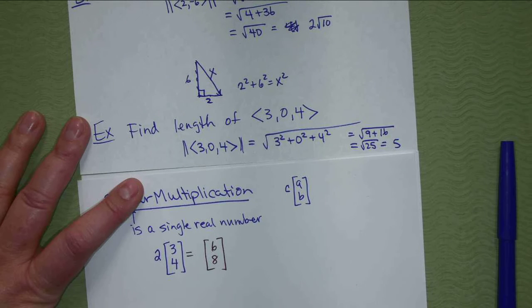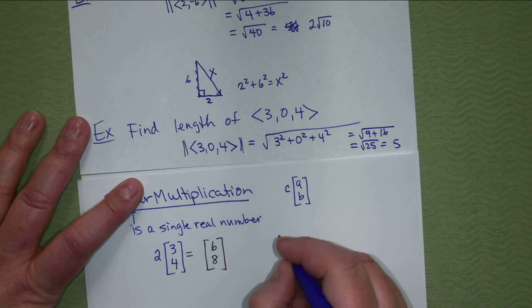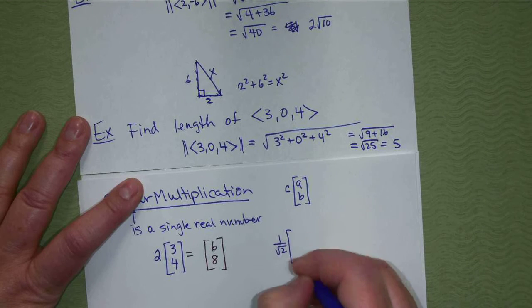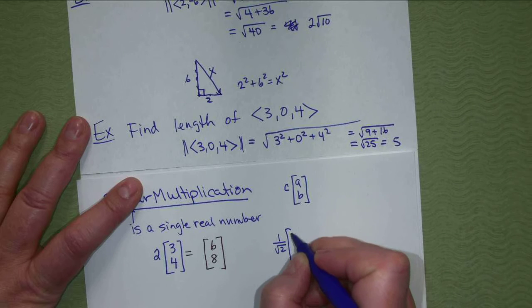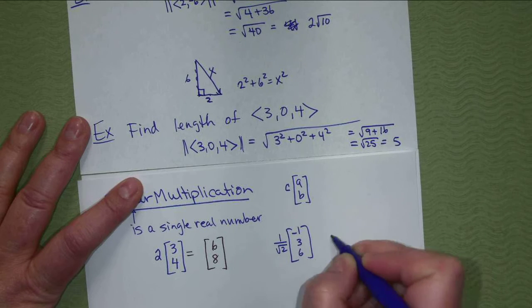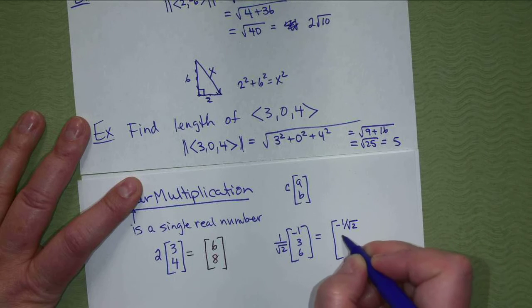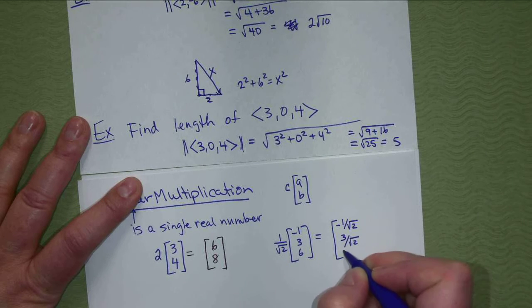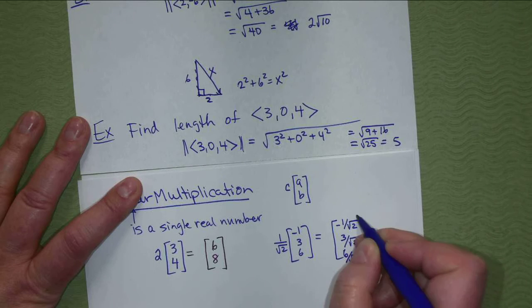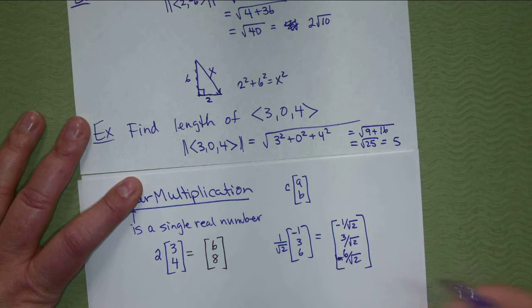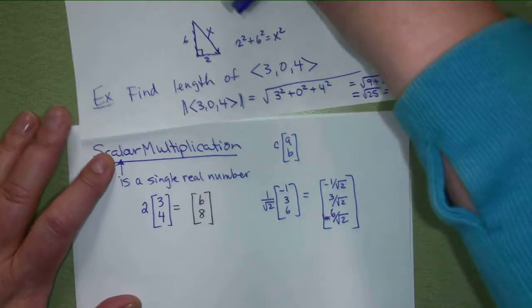Easy enough. They could be fractions, or we see a lot of roots in this, because if we're going to do stuff with length later, we get a lot of square roots that don't work nice. So, you know, you could have 1 over root 2 times the vector minus 1, 3, 6. You just multiply your scalar in.